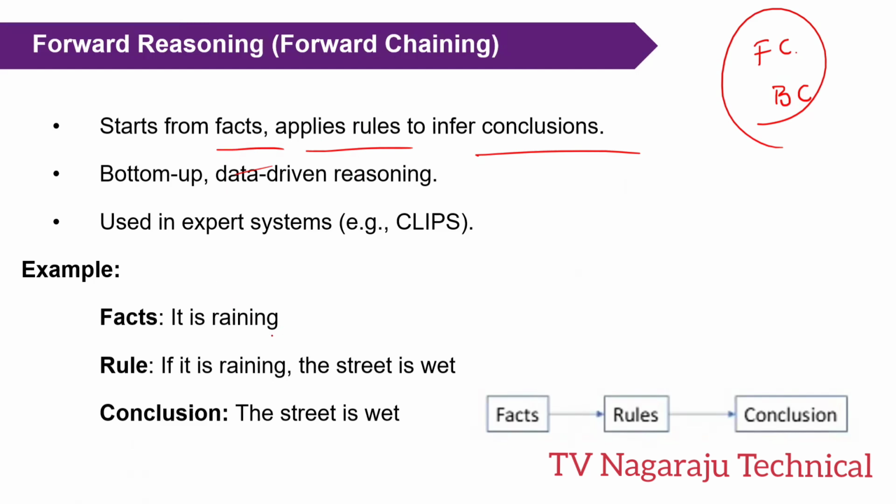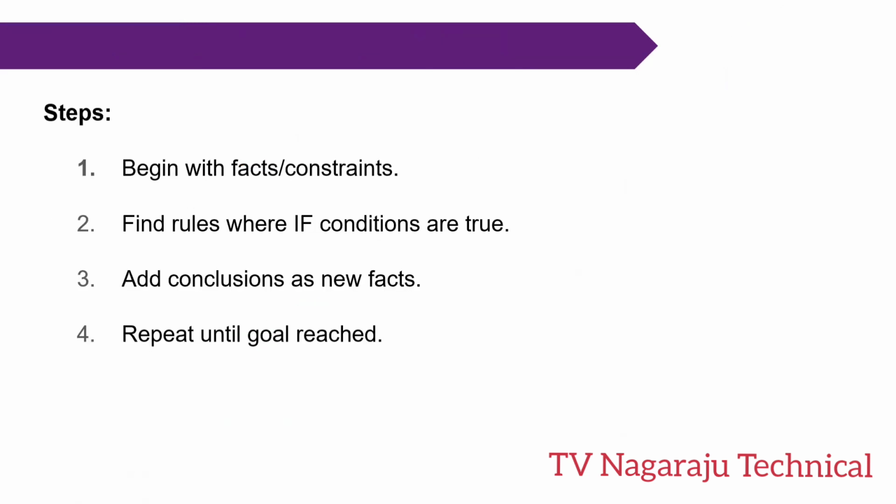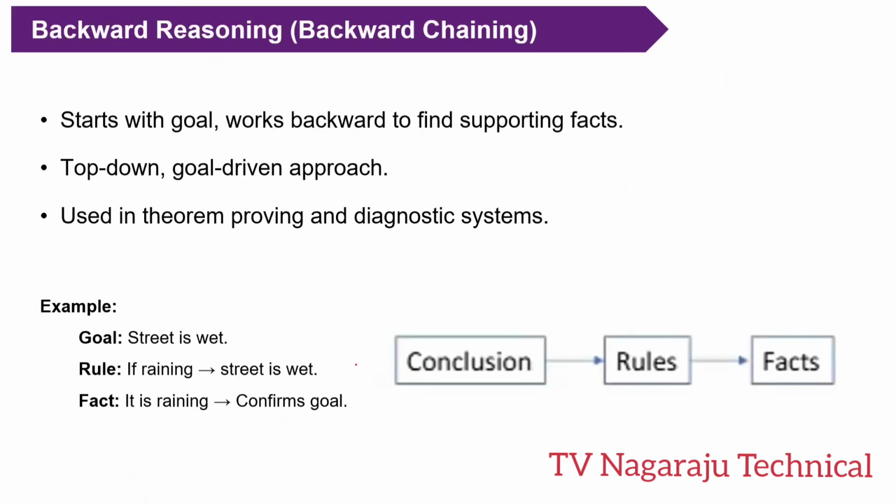For example, the fact is it is raining. What is the rule? If it is raining, the street is wet. From this, what is the conclusion? Obviously, raining is the fact. If it is raining, the street is wet. The conclusion is that right now the street is wet. This is the way we are getting the conclusion. This is forward reasoning. Again, the same thing: start with the given facts, apply the rules, add conclusions and generate new facts, and repeat the same process until we get the solution.